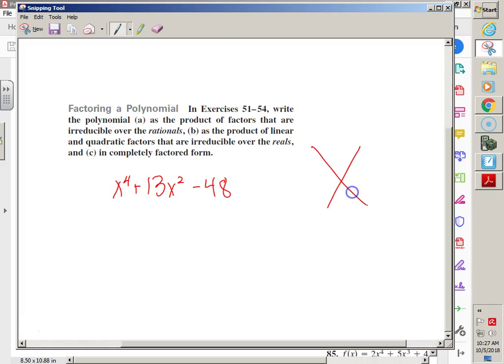So if we were to think of an x method, does anybody see anything that would work with 48 and 13? No? 6 goes in. Then what goes in? 1 goes in 48 times, 2 goes in 24 times, 3 goes in 16 times. Oh.